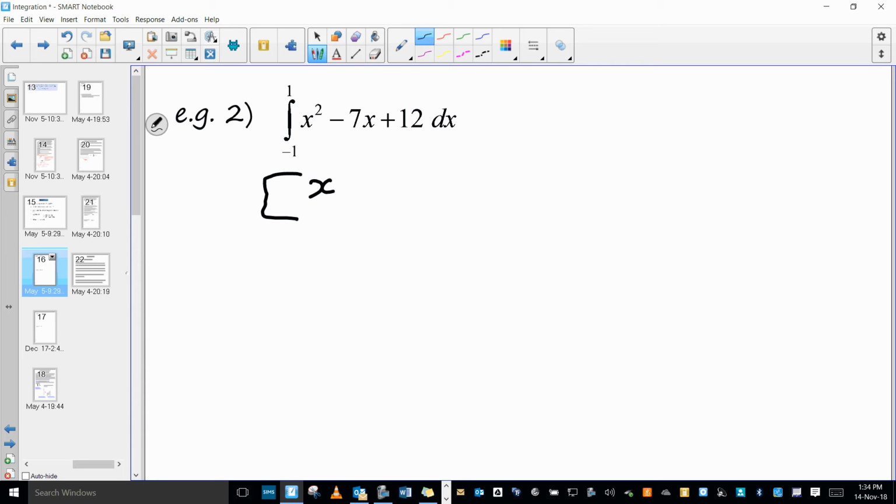x cubed over 3, minus 7x squared over 2, plus c, plus 12. That's the 12 here.